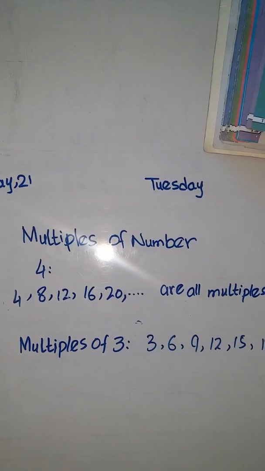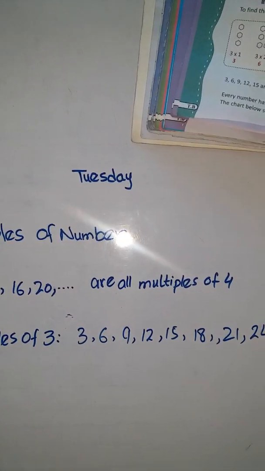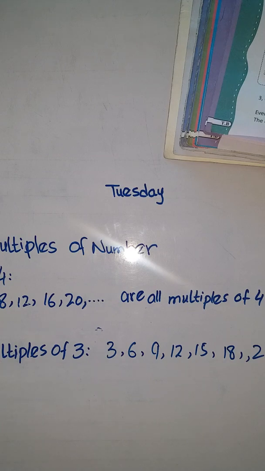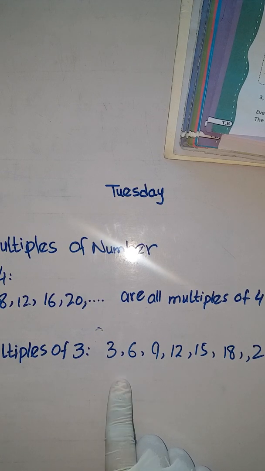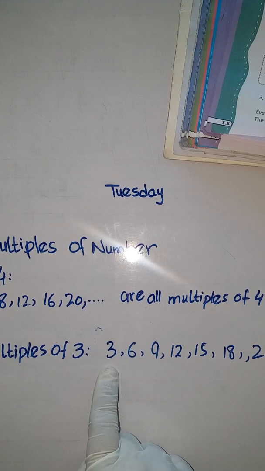Now we will find the multiples of 3. To find the multiples of 3, we will add 3 each time. 3 1s are 3, or you can count the table of 3. By counting the table of any number, you can write the multiples of that number. So now we will write the multiples of 3.